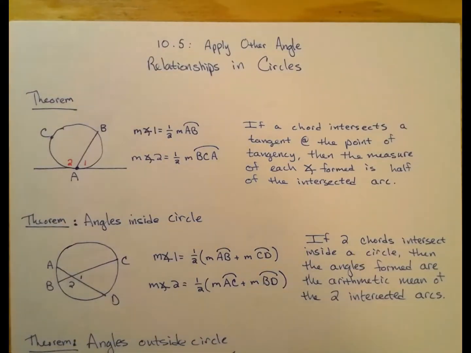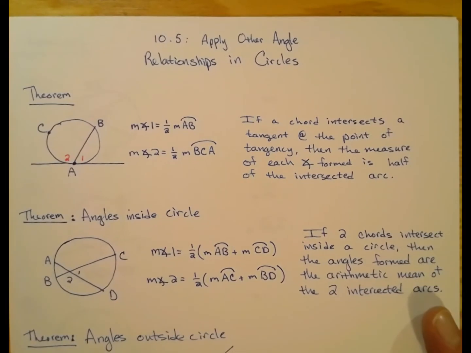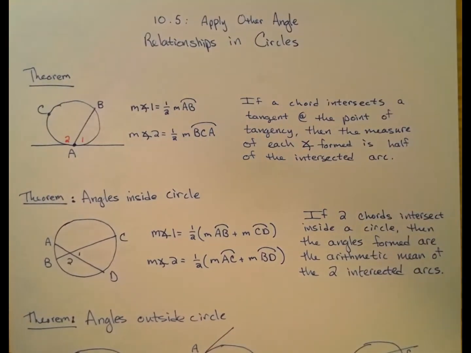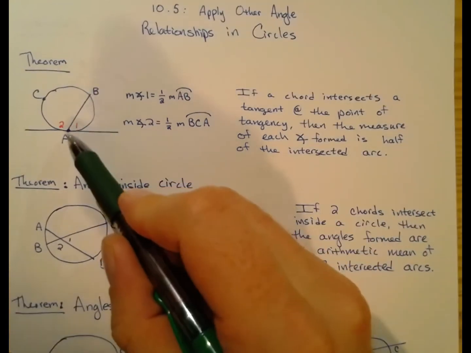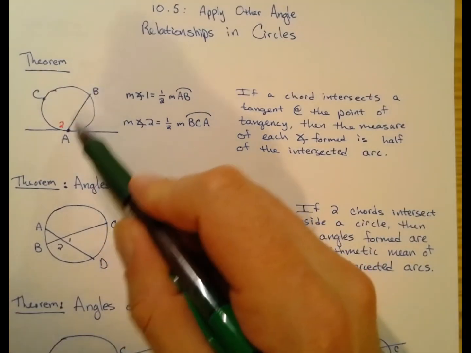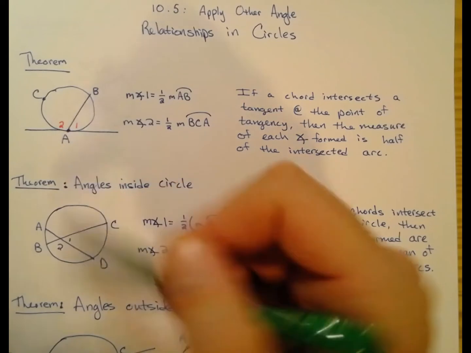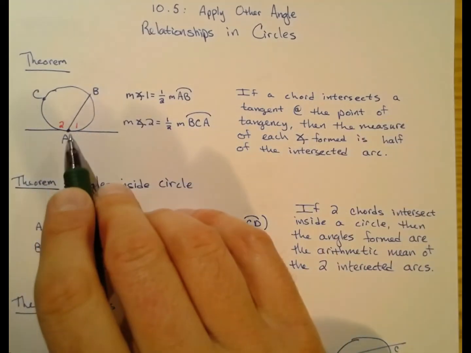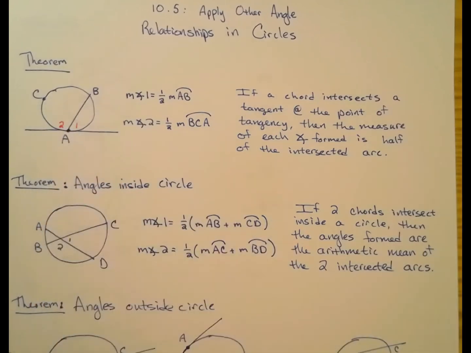All right, now we'll take a look at the 10.5 theorems. The first theorem involves when you have a chord and a tangent that intersect at a point of tangency. Again, a chord is a segment that's inside the circle, and a tangent is a segment outside that touches the circle at exactly one point.